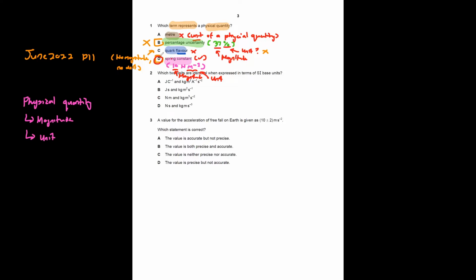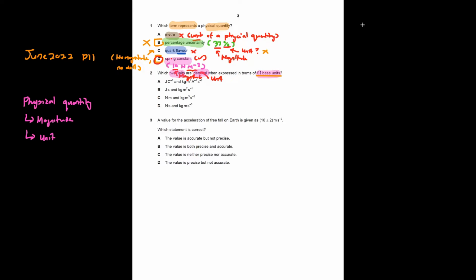Okay, now if you move on to part 2, if you're okay with this, just let me clear all the writings here. Maybe I can just leave it here also, no worries. Now, for question 2, which two units are identical when expressed in terms of SI base units? So you want to see for the pair of units that have been written here, are they identical in terms of SI base units? All right.